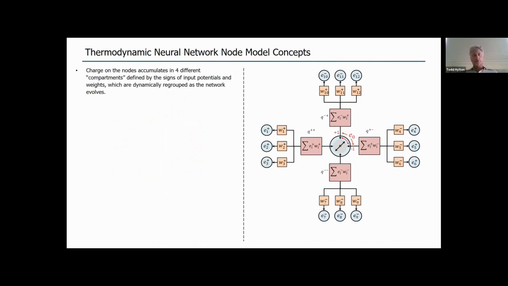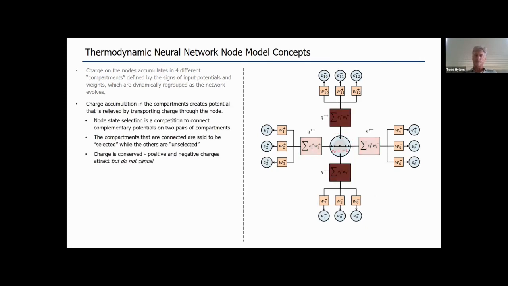All right, so the way the charge accumulation works, it turns out there are 4 different compartments, and the compartments are defined both by the sign of the adjacent node states that are connected to the central node. So there are positive and negative potentials, I think of them, and then there are positive and negative weighted edges that connect them. And so there are 4 compartments having to do with these 4 ways of putting these different polarities together. So charge can accumulate in these compartments, and it's only relieved when the node makes a decision to let charge of a particular sort flow through it.